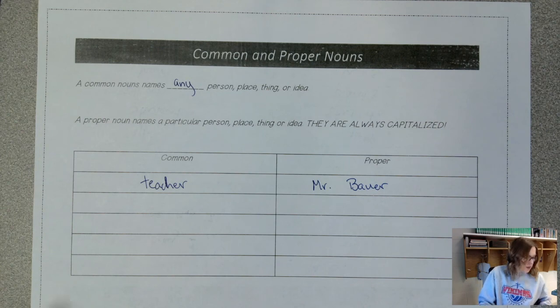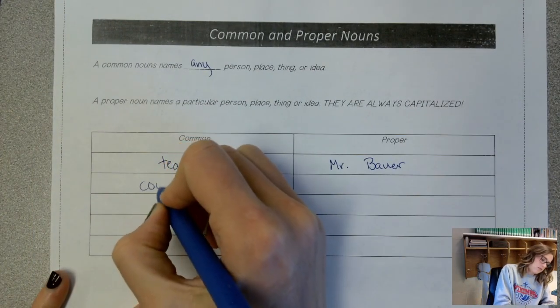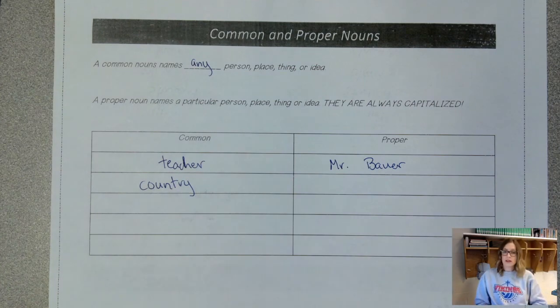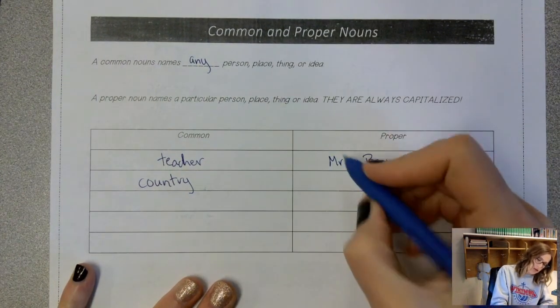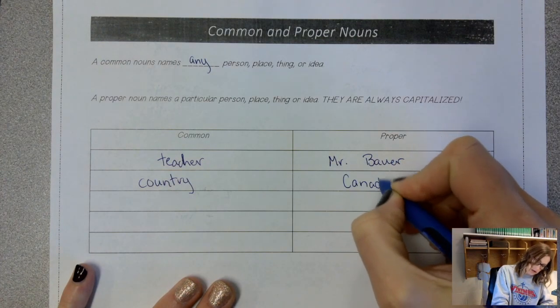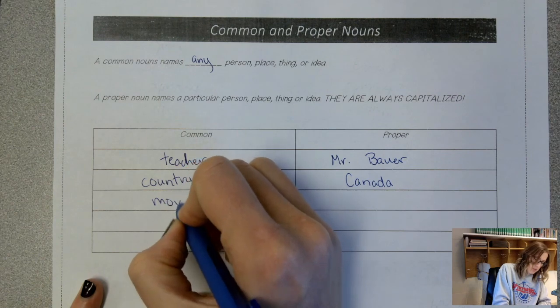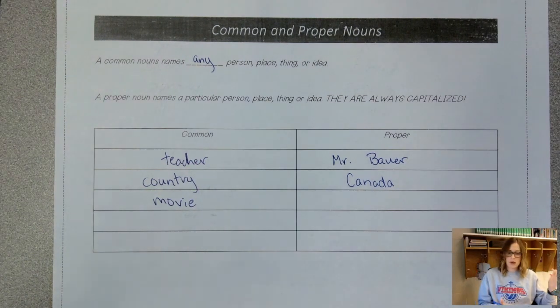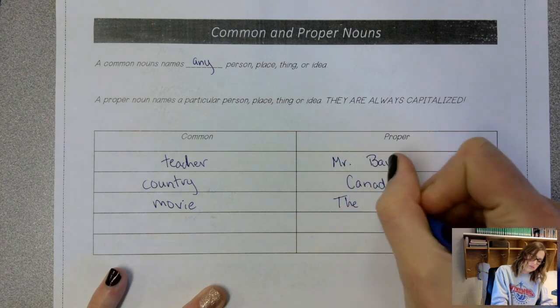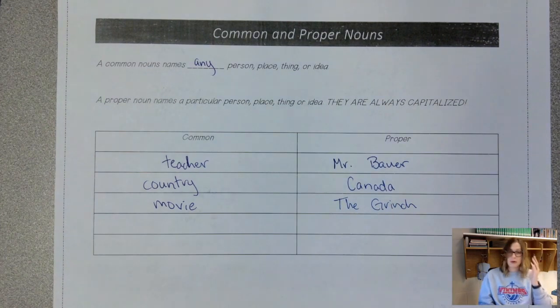Next, if you thought of a country, that would be a common noun. Right? Country could be anywhere. Could be the United States, could be Germany, could be Italy, could be Nigeria, could be Asia, could be China, could be Japan. All right? If you're going to say a particular country, a proper noun, you could say Canada. Notice it's got a capital C there because it's a proper noun. Another common noun would be a movie. Could be any movie. Proper noun, The Grinch. That's a particular movie, The Grinch.